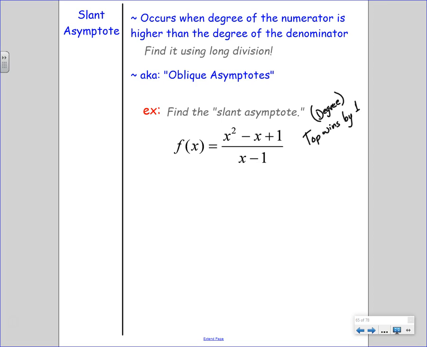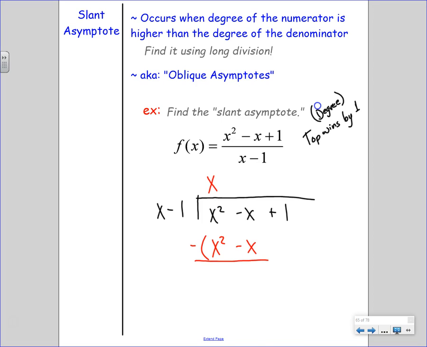If the top wins by 1, we do a long division. And I'm going to do it fairly quickly because today's point was not to learn long division. If the top wins by 1, we do a long division to find the slanty asymptote, or the oblique asymptote.